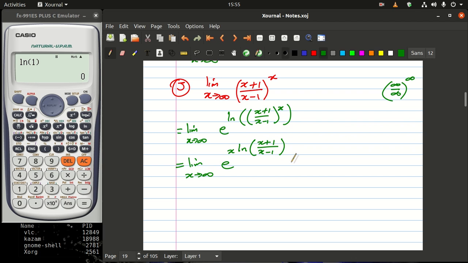So I will have x times the natural log of (x + 1)/(x - 1). And if you look carefully, the function e to the power x is a continuous function, continuous everywhere. So I can just jump this and take the limit of the exponent and evaluate. So this is going to be the same as e raised to the limit as x approaches infinity of x times ln of (x + 1)/(x - 1). That is what is important here.